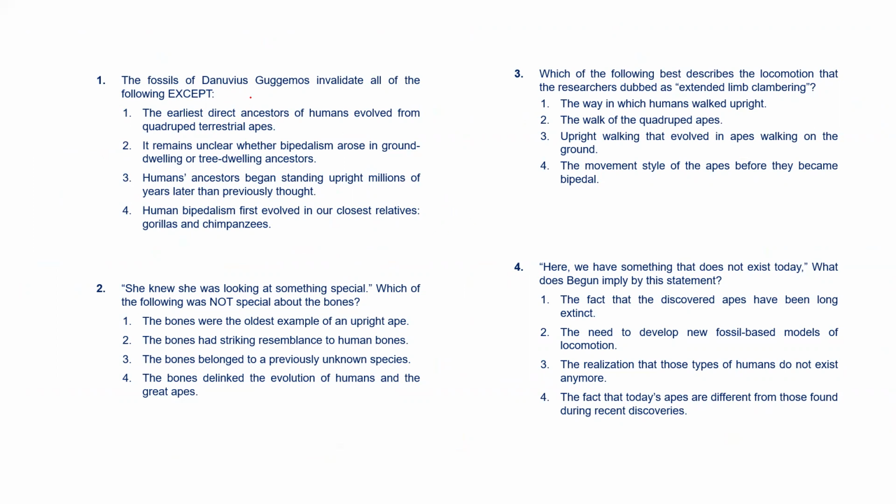So the first is: the fossils of DG invalidate all of the following except. Now the question itself sounds confusing. Invalidate all of the following except. How to deal with such questions? I look at one thing at a time. The fossils of DG invalidate all of the following. When I say invalidate all of the following, it means I have to mark the option which is false. Invalidate means 3 things will be validated and 1 thing will be invalidated.